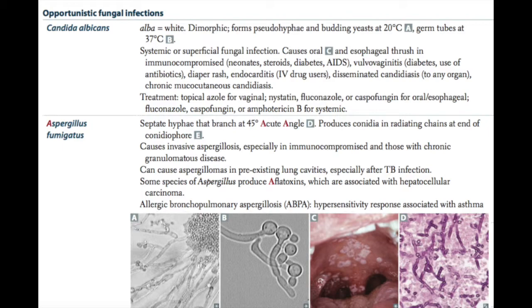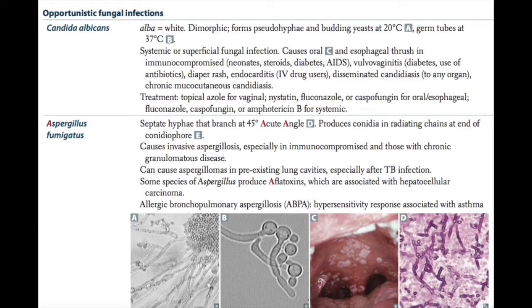at 37 degrees. For Aspergillus, we think about the organism Aspergillus fumigatus. It causes allergic bronchopulmonary aspergillosis, or ABPA. It can cause lung cavity aspergillomas, or fungal balls, and it can also be invasive, causing invasive aspergillosis, especially in immunocompromised individuals and those with CGD. So if you know CGD, other than having those catalase-positive bacteria that we talked about in another section, they can also get infections with Aspergillus, especially Aspergillus fumigatus.